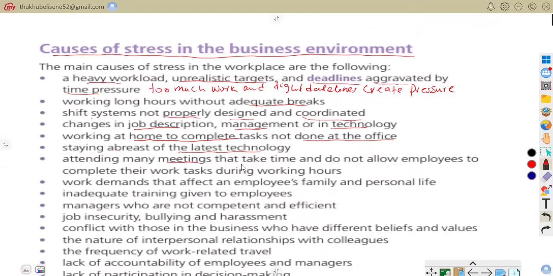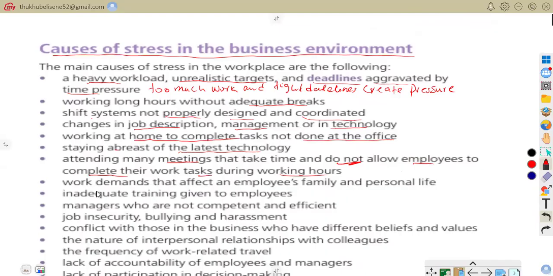Attending many meetings that take time and do not allow employees to complete their work tasks during working hours. Meetings now bring what? Stress. Too many meetings bring stress. Meetings waste time needed to complete the work.